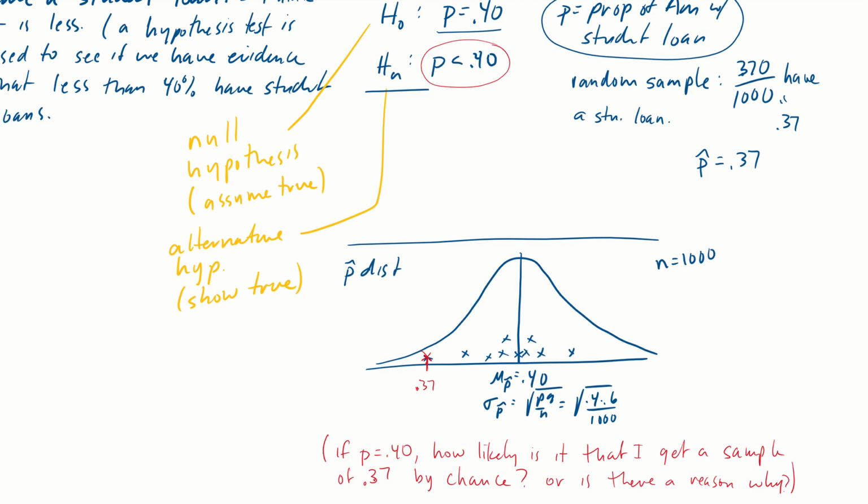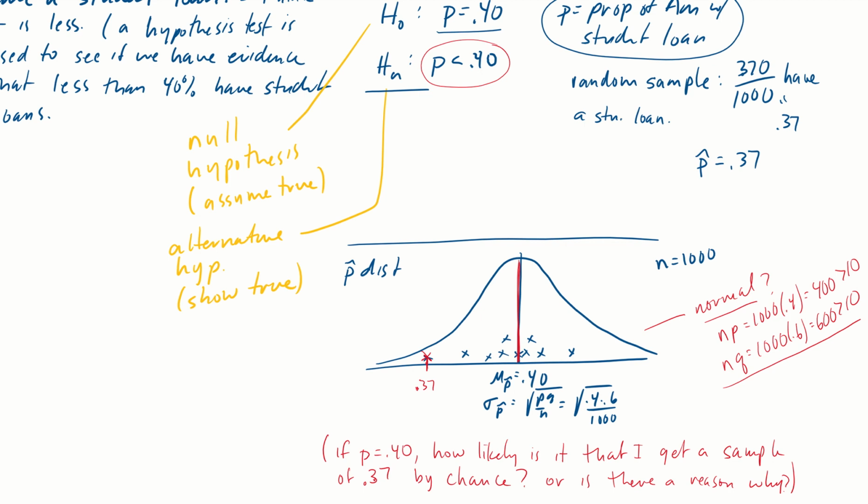Okay, so let's investigate that. If the population is 40%, this is 40 right in the middle, okay? How likely is it that I get a sample of 37% by chance? Well, since this is a normal curve, why is it normal? Because NP, 1,000 times 0.4, is 400, which is bigger than 10, and NQ, which is 1,000 times 0.6, is 600, which is greater than 10. Remember, NP and NQ have to be bigger than 10 for this to be normal.